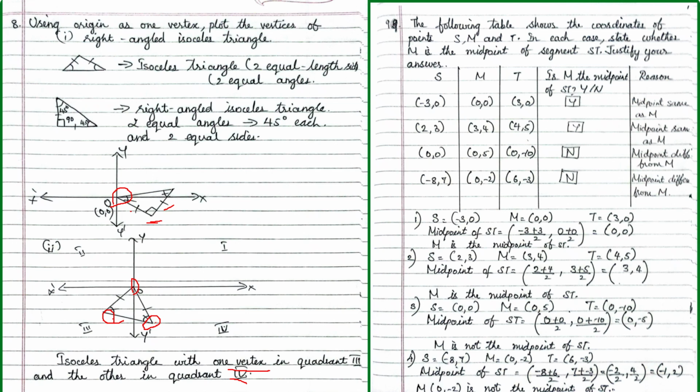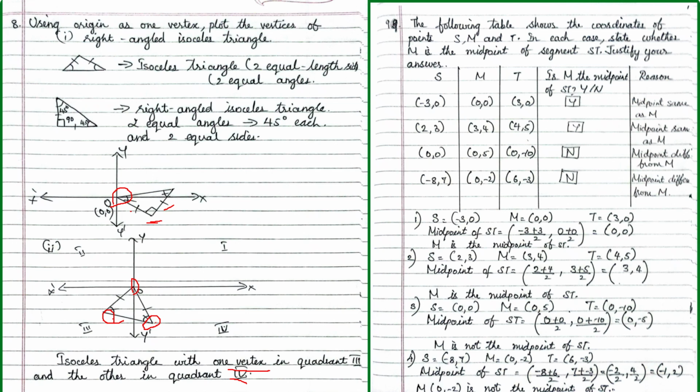If you look at the first set of values, S is minus 3, 0, M is 0, 0, T is 3, 0. By making use of the midpoint theorem, we can choose the two points S and T and find the midpoint. How do we find it? Just add the x coordinates together and divide by 2, add the y coordinates together and divide by 2, and you get a point. That is the midpoint of the segment ST. See if that point which you have derived is the same as M. So the first question satisfies the condition. So M is the midpoint of ST.